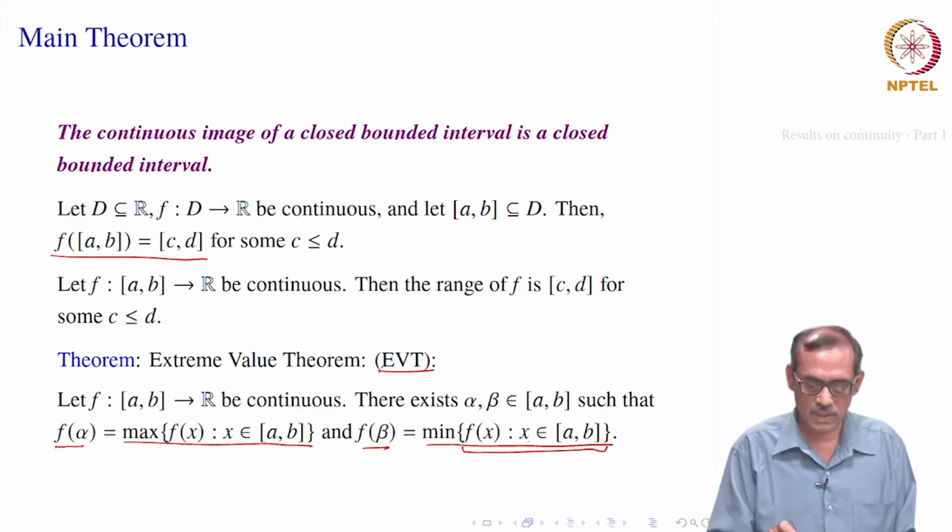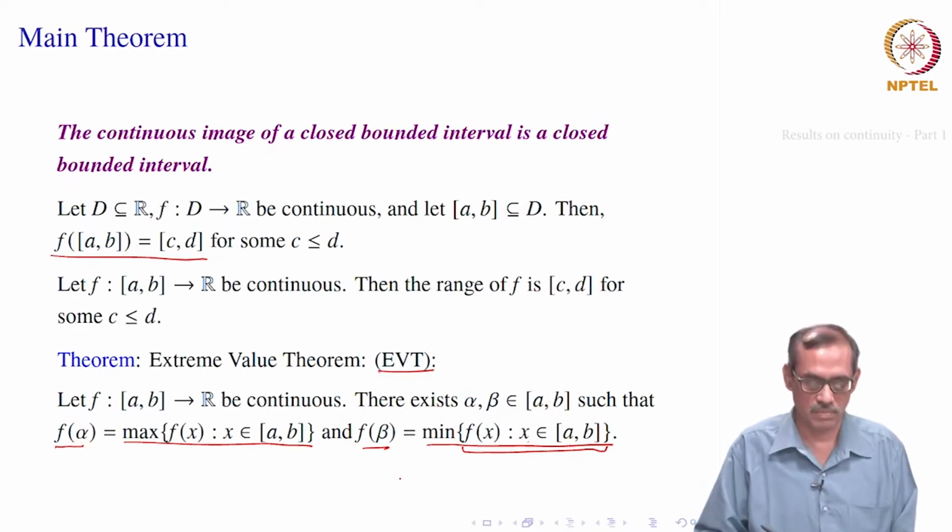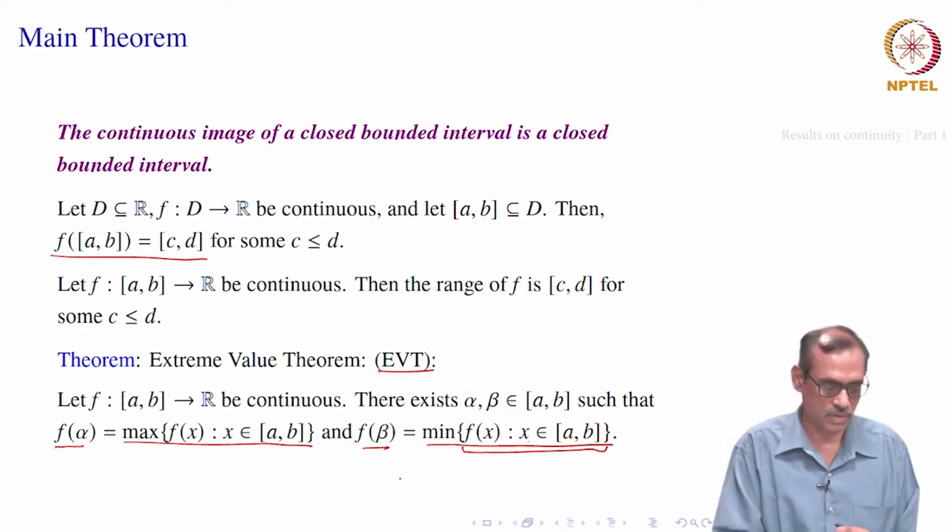Okay. So, that is why this is called the extreme value theorem: a continuous function achieves its extreme values, minimum and maximum values. That of course follows from the main theorem.